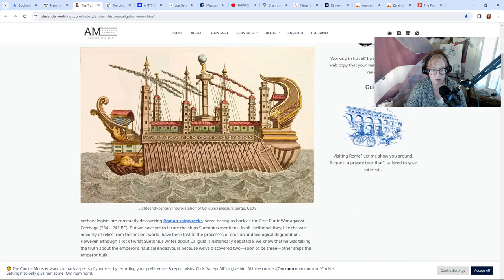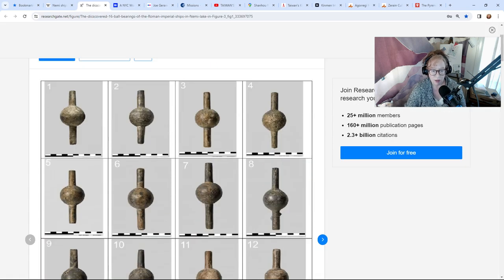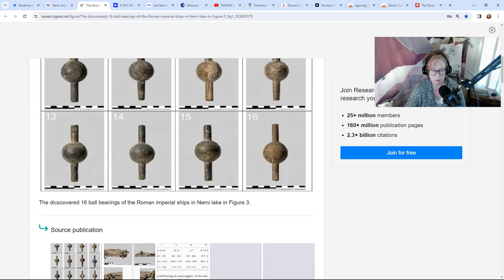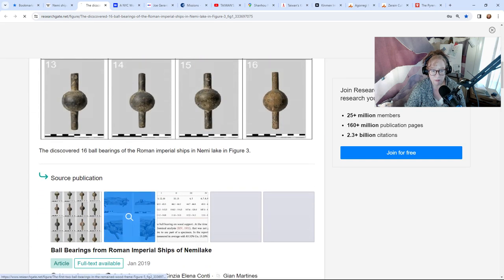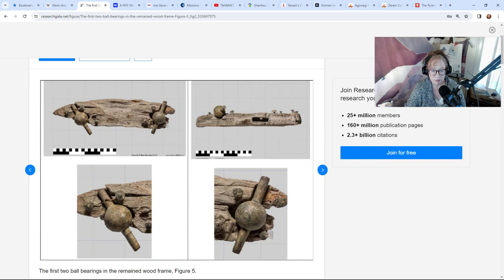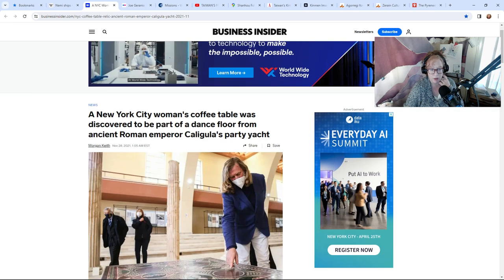This is a picture of what it might have looked like. I say might because it's all speculative. Here's some of the ball bearings. Very exciting stuff. It actually is pretty exciting because it shows advanced knowledge of engineering and how things go together.